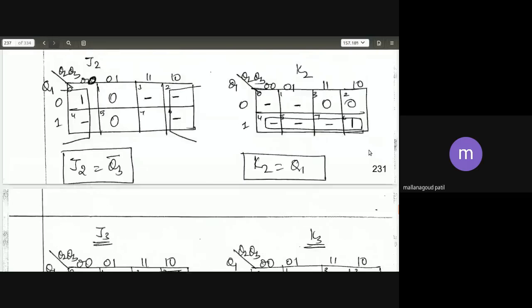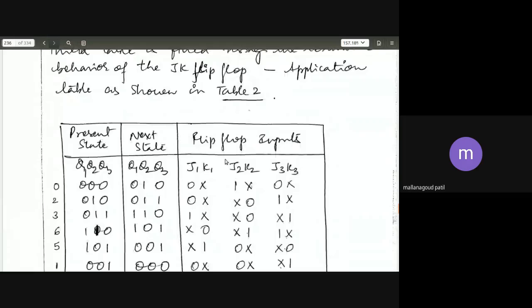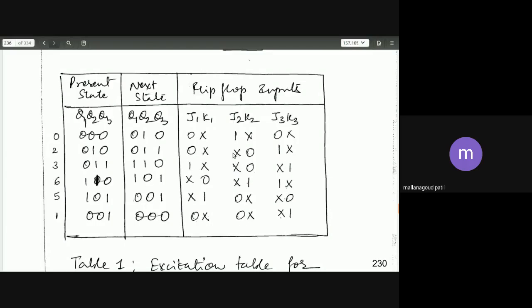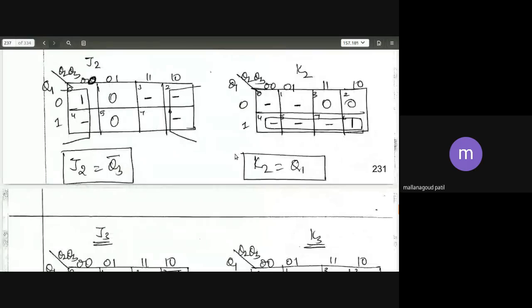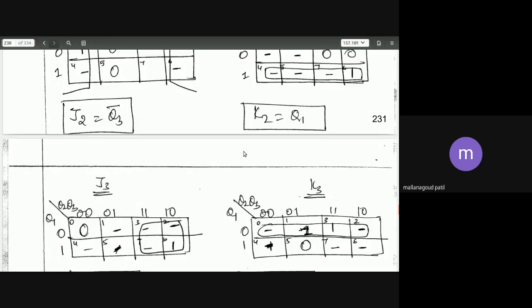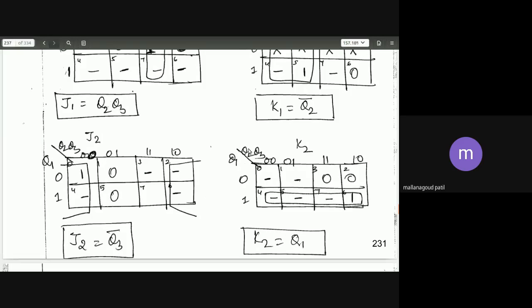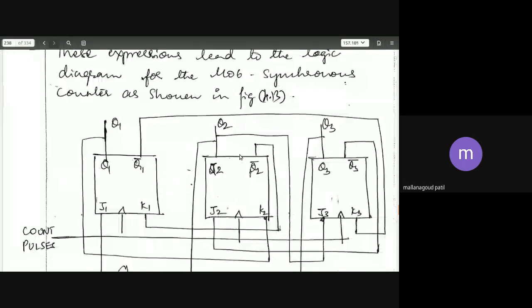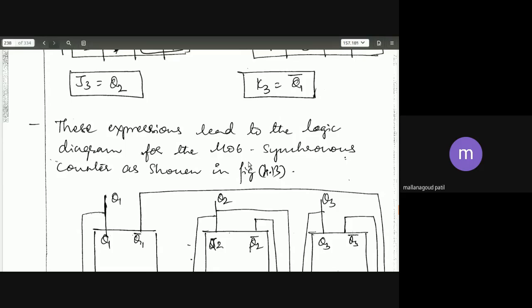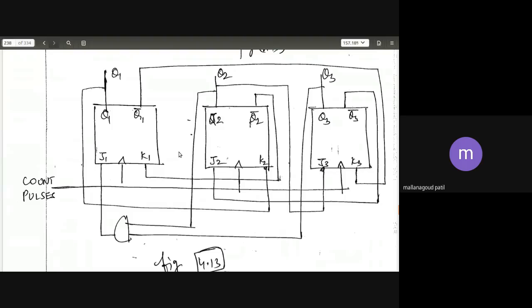Now, taking the flip-flop inputs, you have to have the K-map designs. Then when you have an idea for J1, K1, J2, K2, J3, K3, you have to design. See here. These expressions lead to the logic diagram for the mod 6 synchronous counter. This is the counter. J1, K1, J2, K2, J3, K3. 3 flip-flops are there. J1, K1 flip-flop, you have an output for Q1, Q1 bar. J2, K2, Q2, Q2 bar. J3, K3, Q3, Q3 bar.